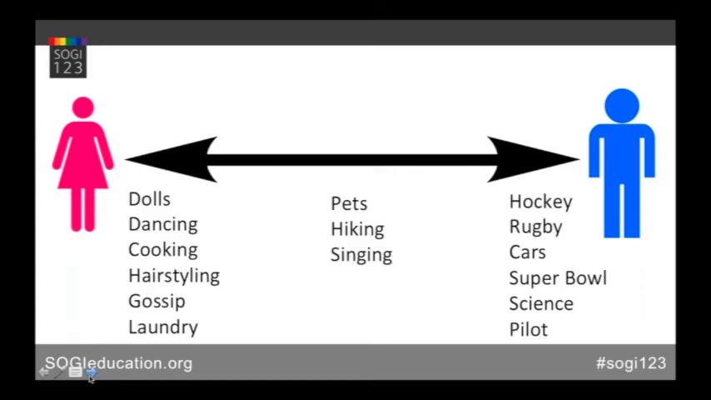So initially, it tended to be pretty stereotypical. You can see how I've aligned these. I think most of us instinctively might just be drawn to dolls being probably more feminine, and hockey more masculine.